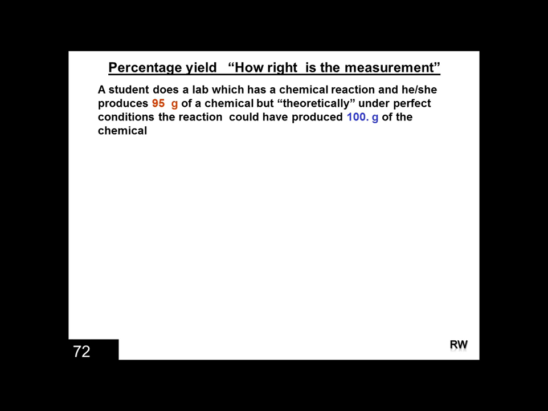Okay, percentage yield. How right is a measurement? All right, so if you're producing a chemical in the lab, and you say you make 95 grams, and theoretically, if it were perfect conditions, you'd make 100 grams, then how right are you? What's your percentage yield? It's how close you are to being perfect.